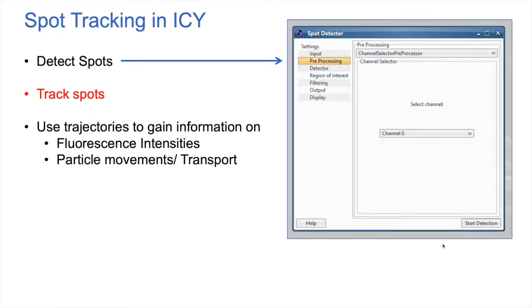Then you go to pre-processing. If you have the spot detector open, just click on this channel drop-down menu. So you will see a variety of channels. Do you see a variety of channels down there? Yeah. So it basically tells you channel 0. They call the first channel channel 0, and the second channel will be channel 1, channel 2, and channel 3.